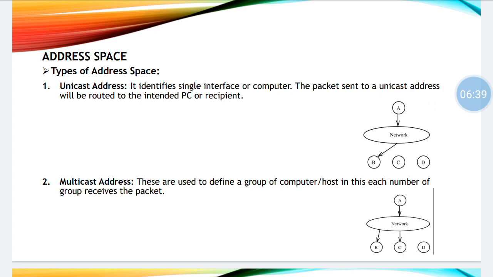Coming to multicast address, so like unicast was one-to-one, multicast is one-to-many. So in the above example, you could see sender A is sending a packet to both B and C. So obviously it is one-to-many, and this is how multicast works. I hope the points are clear.